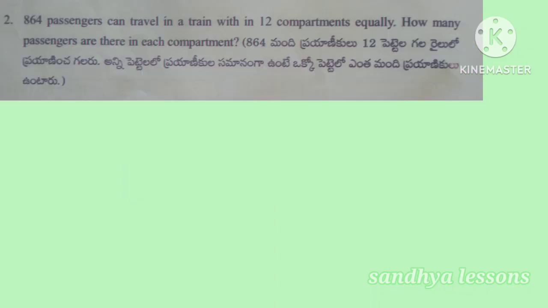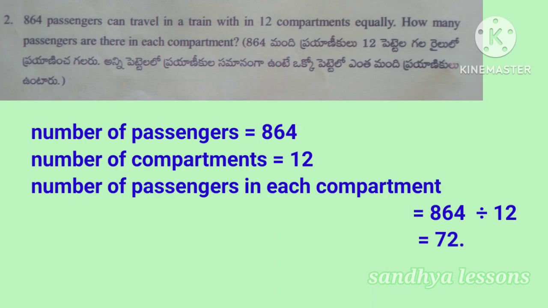Second problem. 864 passengers can travel in a train within 12 compartments equally. How many passengers are there in each compartment? Solution. Number of passengers is equal to 864. Number of compartments is equal to 12.